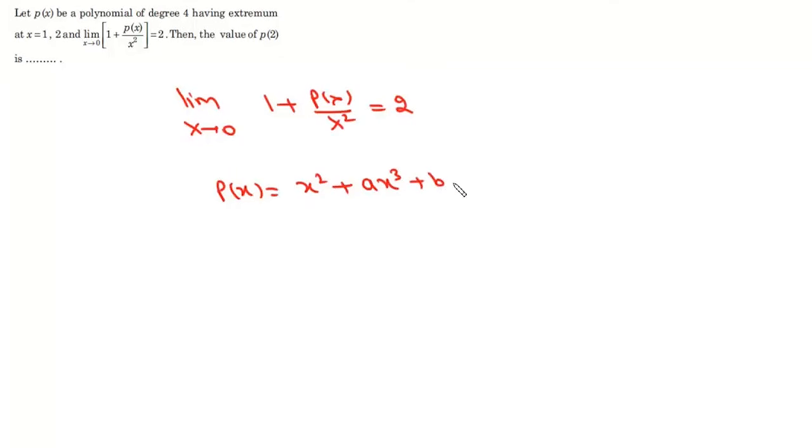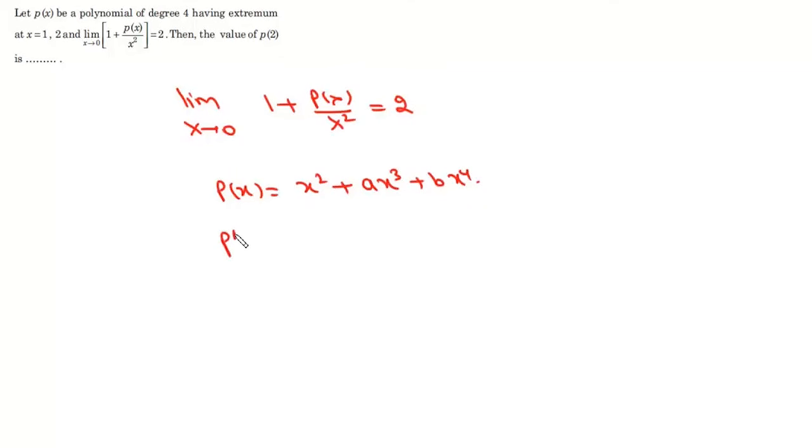Now here the question is, let P(x) be a polynomial of degree 4 having extremum at 1 and 2, and it says limit x tends to 0, 1 plus P(x) upon x square, it is equal to 2. Now if 1 plus P(x) upon x square is equal to 2, that means the minimum power of x in P(x) must be x square and its coefficient must be 1. So it will be x square, then ax cube plus bx to the power 4.